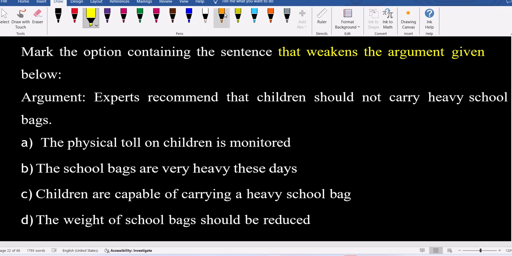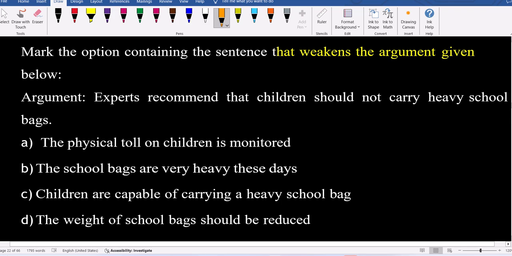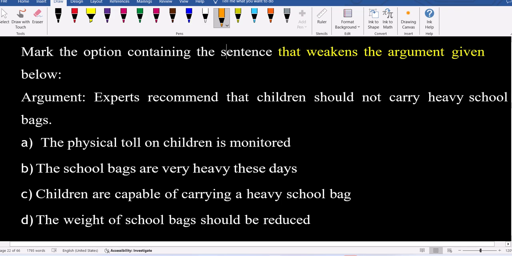Which of the following will weaken the argument? Experts recommend that children should not carry heavy school bags. The physical toll on children is monitored. Again, here it's about weakening the argument. Here the physical toll on children is monitored. Yes, that doesn't weaken it.